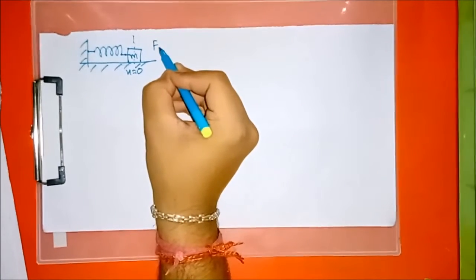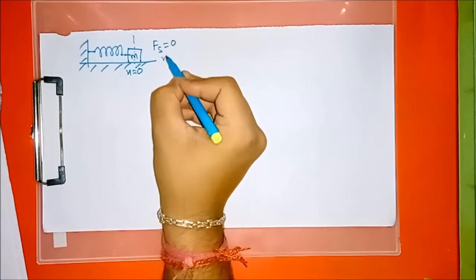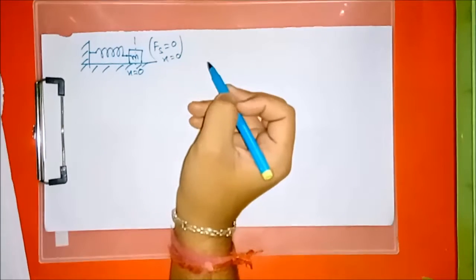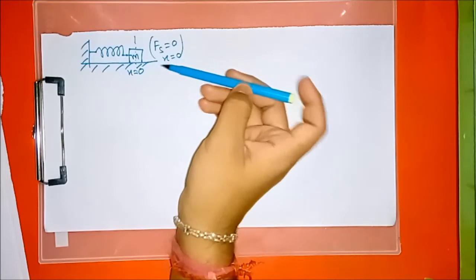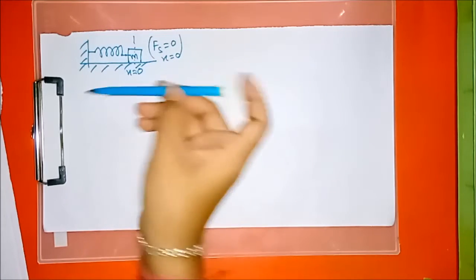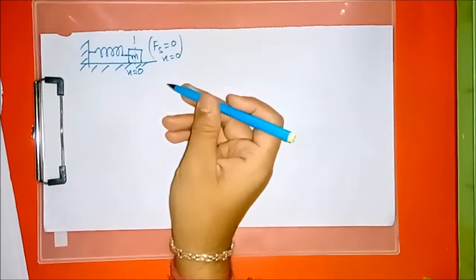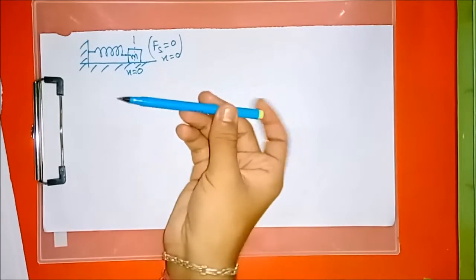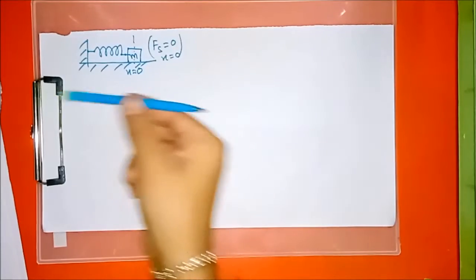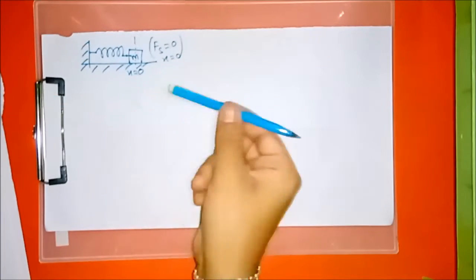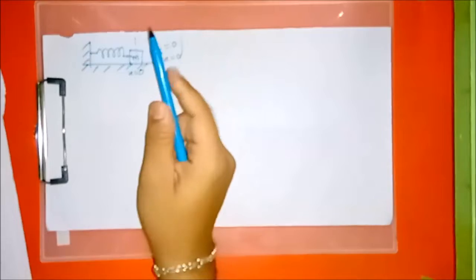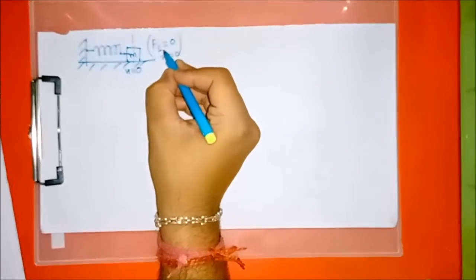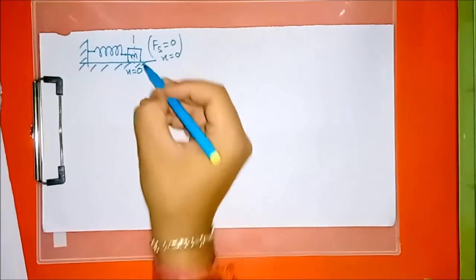Here the force applied by the spring is also 0, and the displacement also 0. But suppose we apply a force in this direction, that is, we are compressing the spring. So what will be the resultant action? If we compress the spring, then obviously the mass will be repelled by the spring in the opposite direction, which is the spring force.